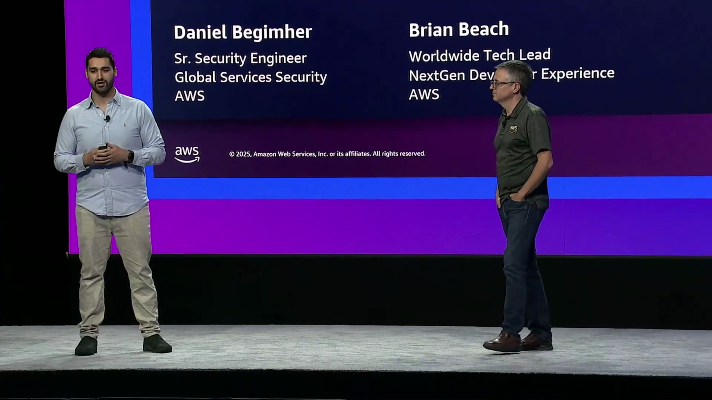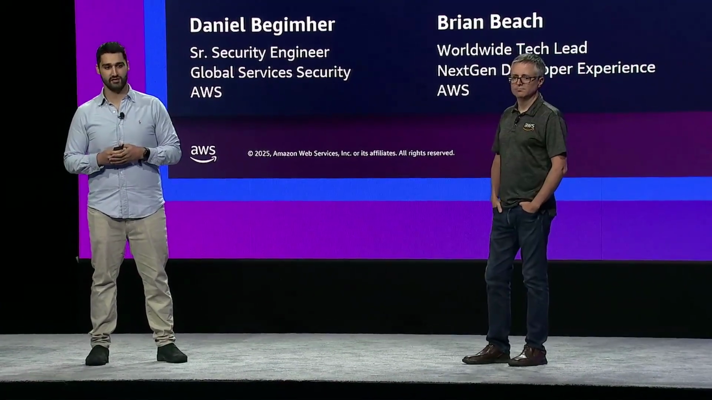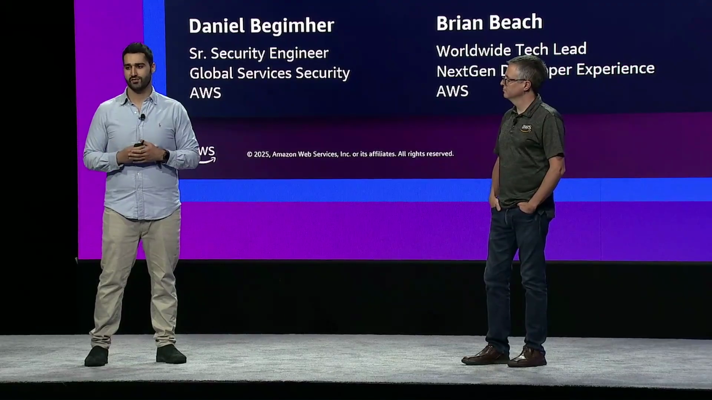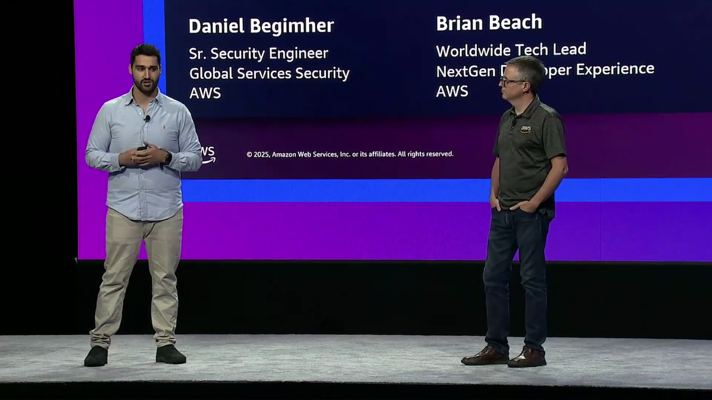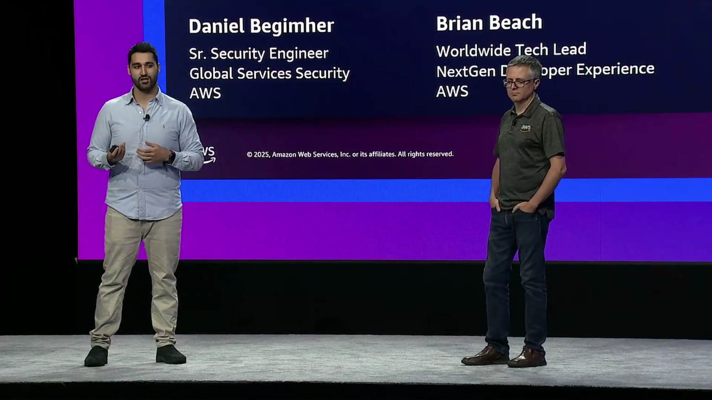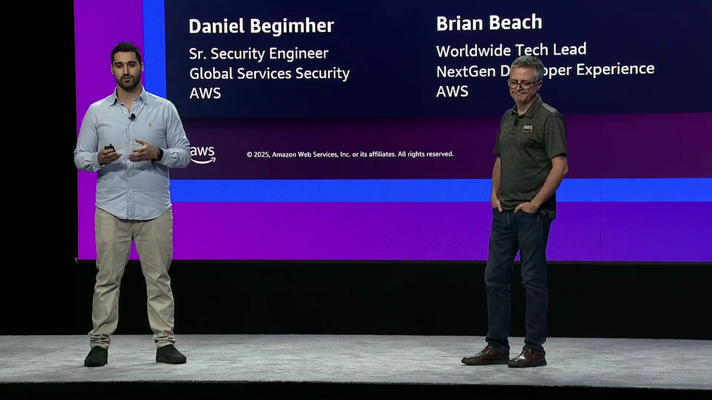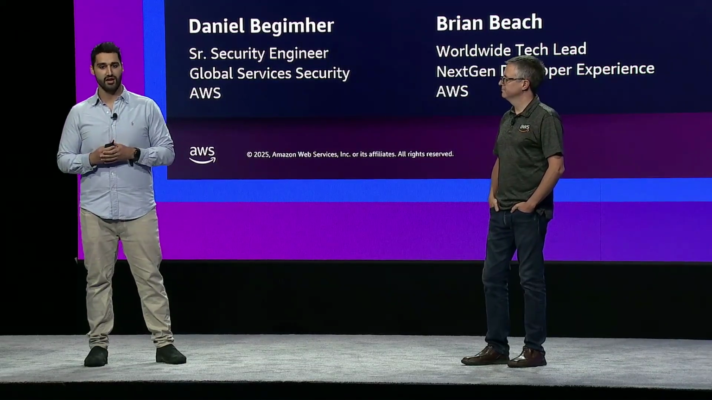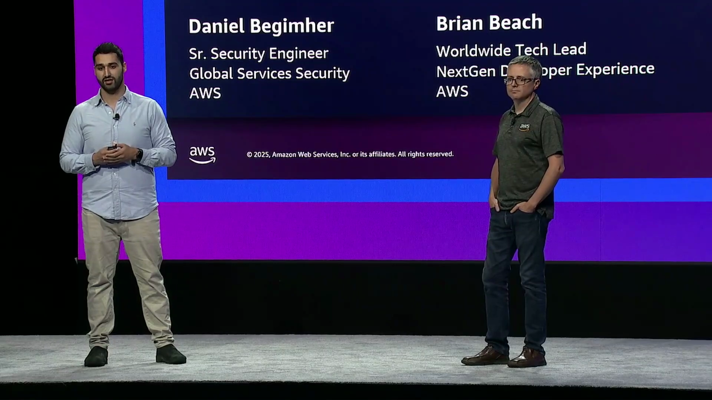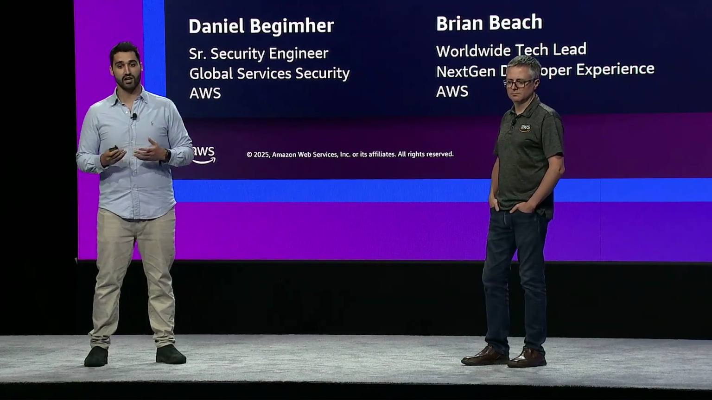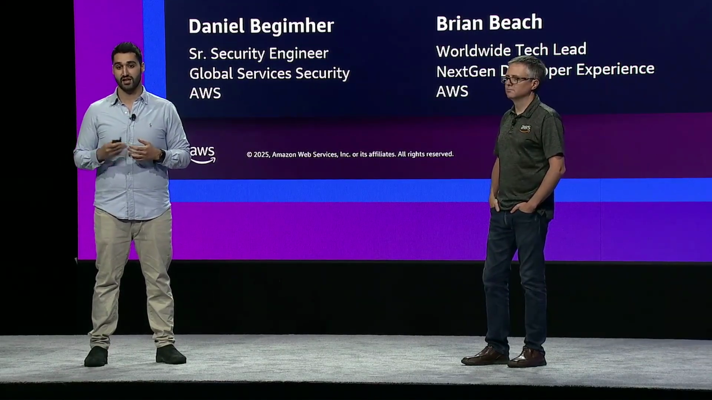My name is Daniel Begimer. I'm a Senior Security Engineer in Global Services Security. I've been in AWS for over 5 years now, based in New York City. In my day-to-day job, I'm working with customers on streamlining security incident response operations and also leading the application security technical field community. So working closely with customer service teams and field teams on AppSec.